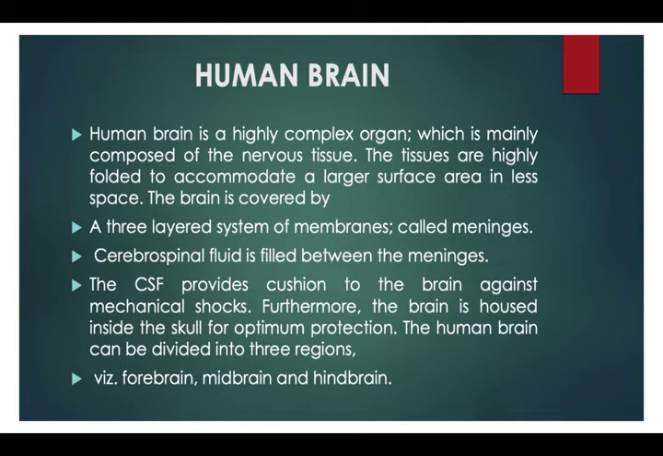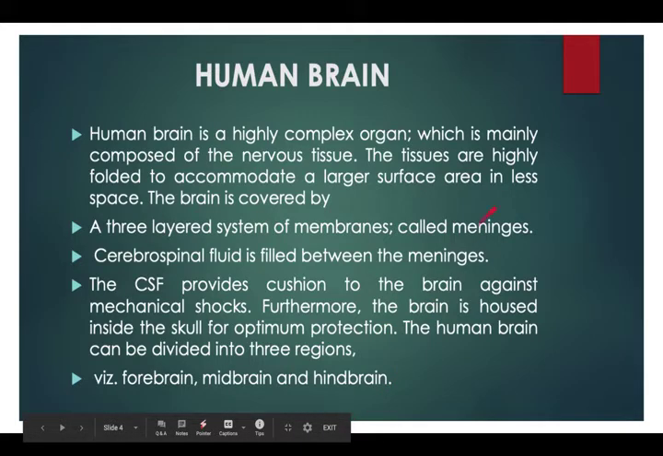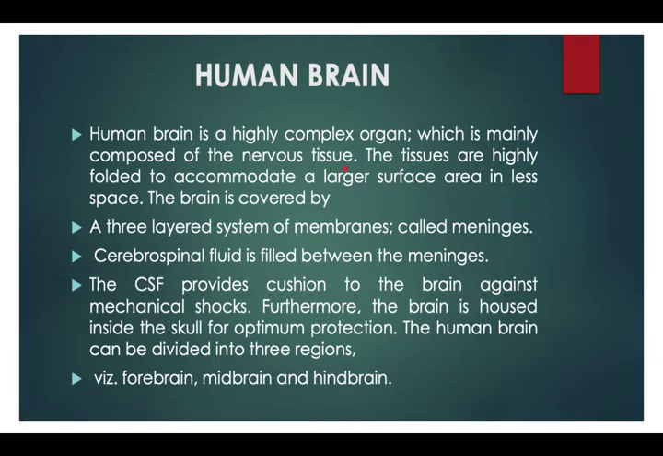Now come to the next slide to learn about the human brain. The human brain is a highly complex organ which is mainly composed of nervous tissue, as we have already discussed in an earlier class. Nervous tissues are highly folded to accommodate a large surface area in less space in our brain, and the brain is covered by a three layered system of membranes called meninges, which are the protective covering of our brain.